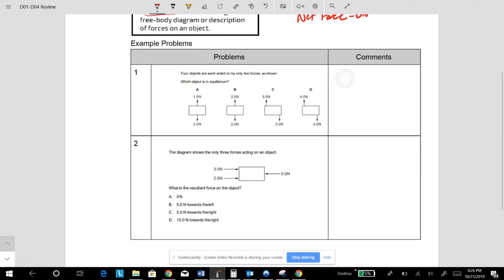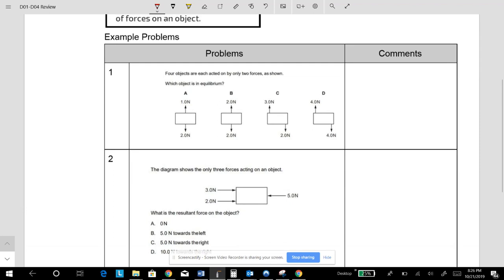For our first practice problem, 4 objects are each acted on by 2 forces as shown. Which object is at equilibrium? As we talked about before, equilibrium is basically going to equal 0 net force. Basically what that means is your object, when it's at equilibrium, will have no unbalanced forces. All the forces should add up to 0.